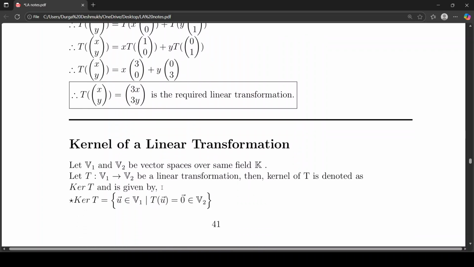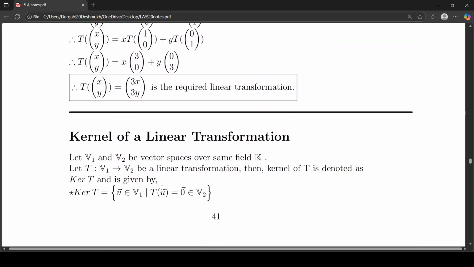Now the next topic is the kernel of a linear transformation. So let V1 and V2 be two vector spaces which are defined over the same field K, and T is a map from V1 to V2. So it is a linear transformation, it is given here. Then its kernel is denoted as kernel T and it is given by this. So this is basically a set of elements from the first vector space whose image is 0 in the second vector space.